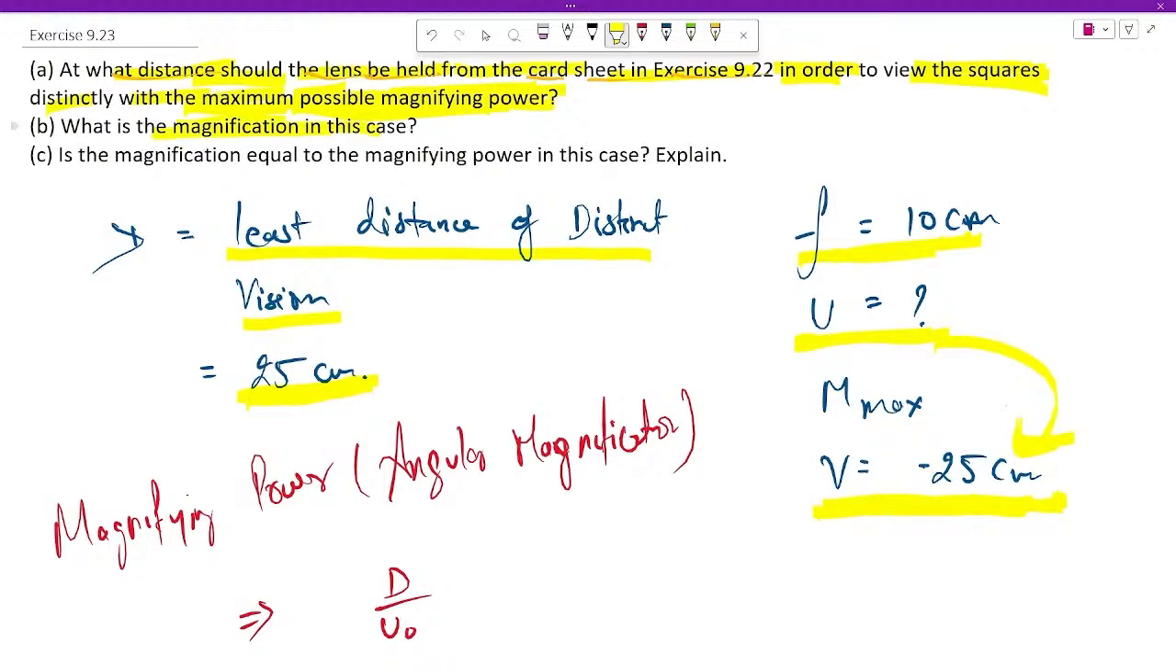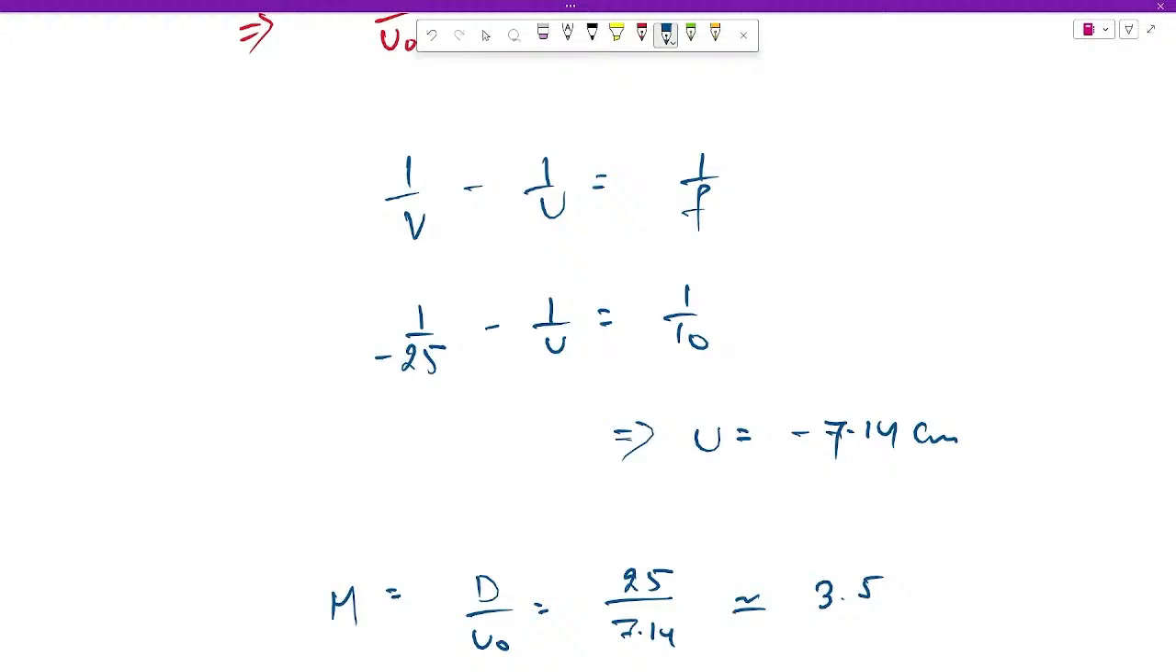The magnification, small m, is equal to v by u, whereas the magnifying power is represented by capital M. So we have to find the value of u, so that we can use the formula v by u. We also need to comment on whether the magnification is equal to the magnifying power. We have the formula ready, that is the lens equation: 1 by v minus 1 by u equals 1 by f.